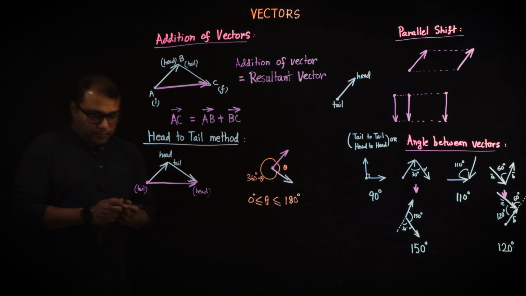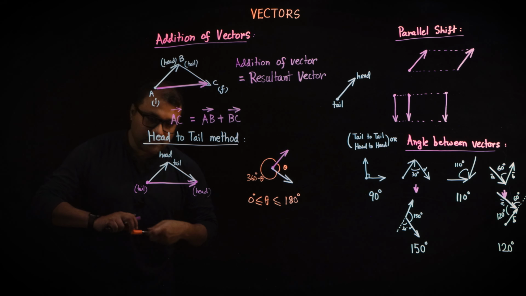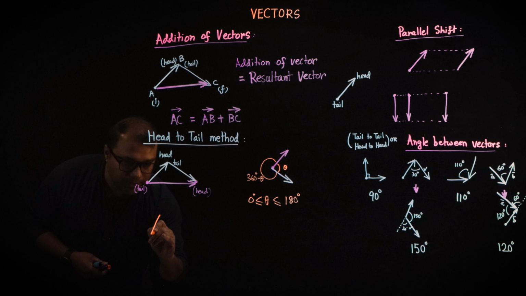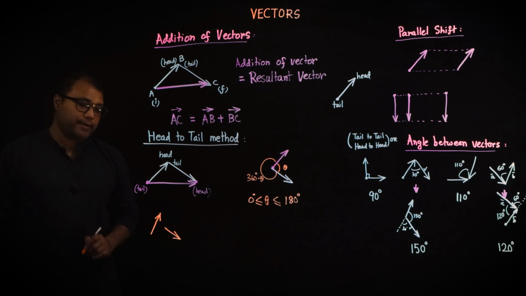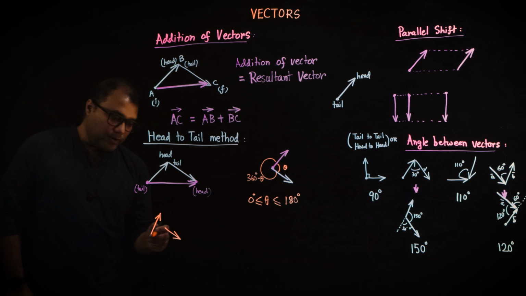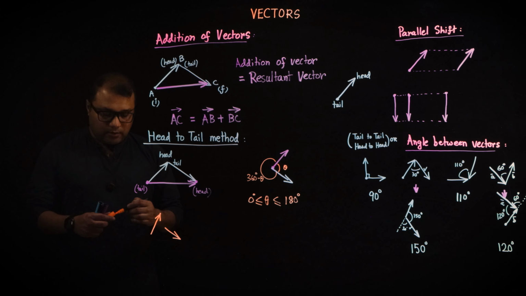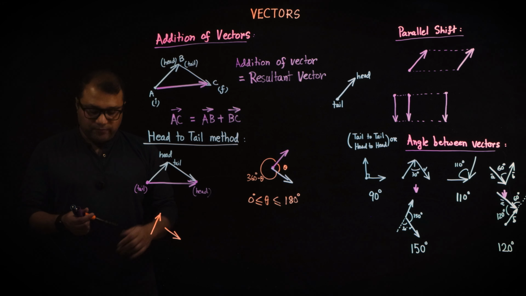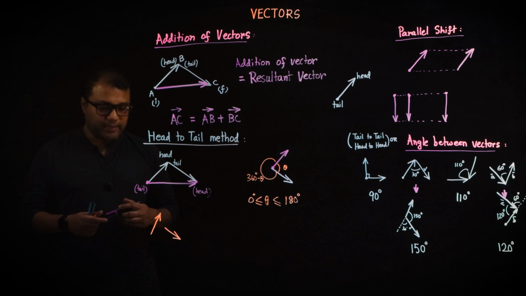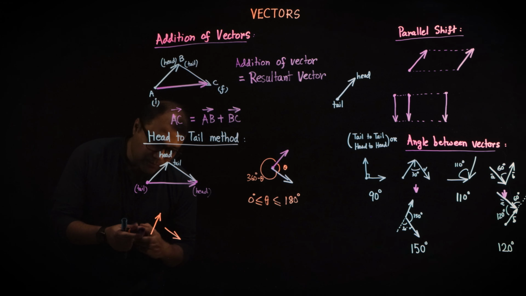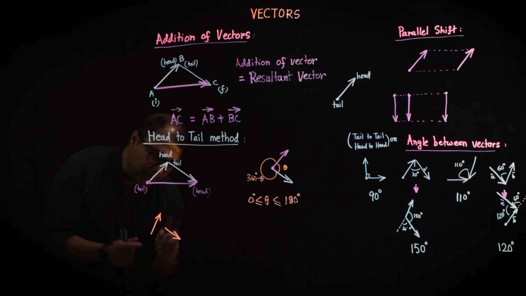Okay, now important things here. Let's say we want to add this vector and we want to add this vector. How would we do that? Well, first thing is we will have to do some parallel shift. Now once you get used to it, you will do it very quickly, but I will show you some steps so you do not make mistakes as a beginner. So I can move this parallelly here.